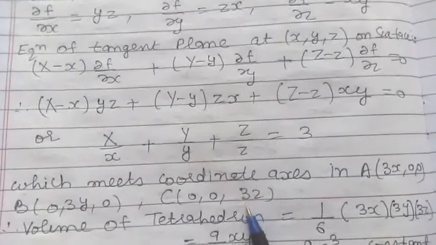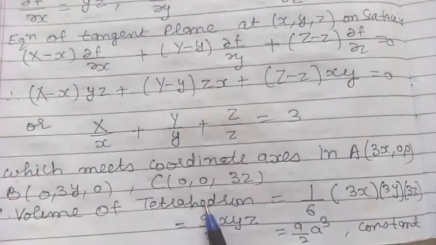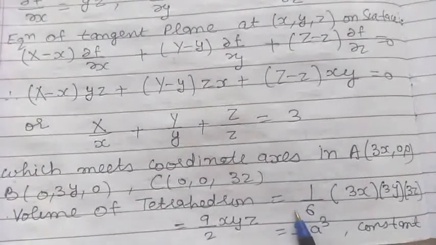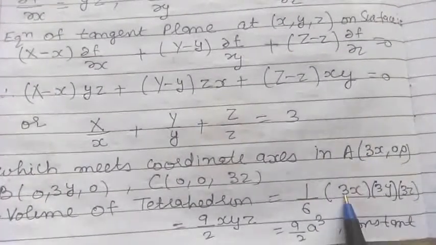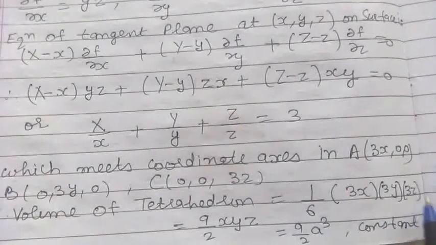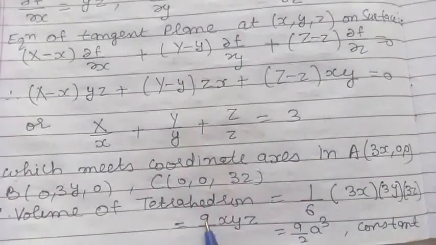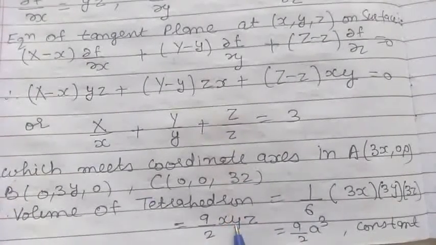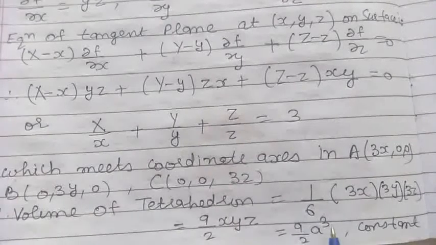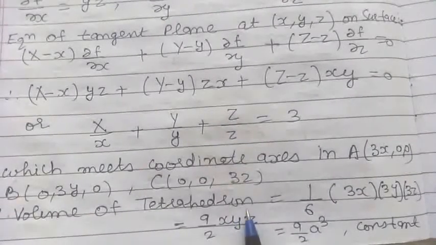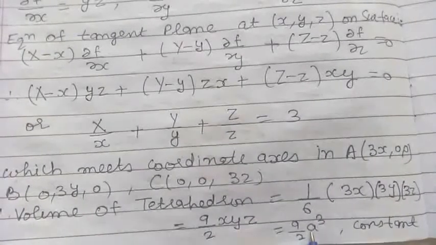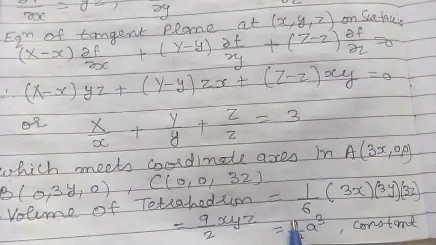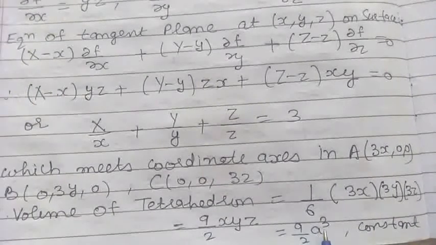Now we can find the volume of the tetrahedron. By the formula, the volume of the tetrahedron is 1/6 times 3x times 3y times 3z. After multiplying, we get 9/2 xyz. Now the value of xyz can be substituted from the equation of the surface. From the equation of the surface, we have xyz equal to a³. Substituting the value here, this is constant. Thus we have proved that the tangent planes to the given surface and the coordinate planes bound a tetrahedron of constant volume.